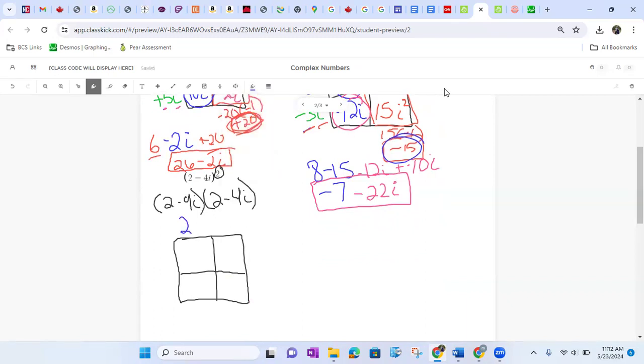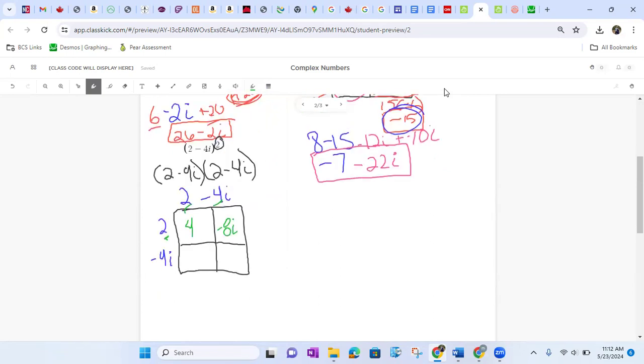So 2 minus 4i goes on the side. 2 minus 4i goes on this side. And from here, we just simply work just like we did in the previous sections. We're going to multiply. So 2 times 2 is 4. 2 times -4 is -8i. -4 times 2 is -8i. And then -4 times -4 is 16.